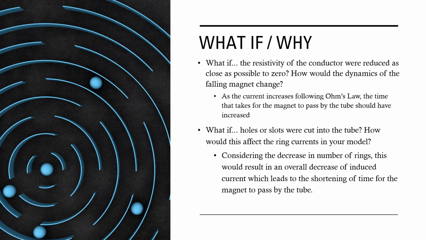What if and why? What if the resistivity of the conductor were reduced as close as possible to 0? Then as the current increases following Ohm's law, the time it takes for the magnet to pass through the tube should also increase. What if holes or slots were cut into the tube? How would this affect the ring currents in your model? Considering the decrease in the number of rings, or the n value, this will result in an overall decrease of induced current, which leads to the shortening of the time for the magnet.